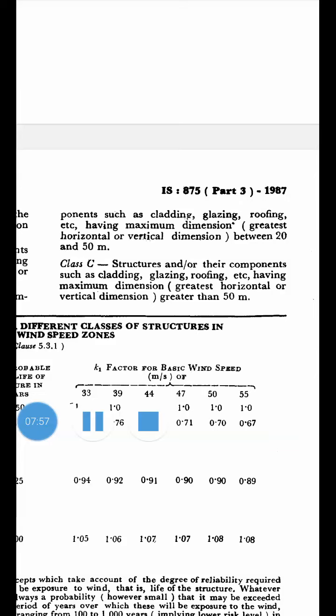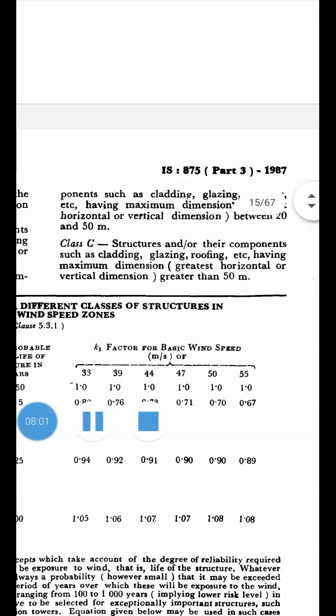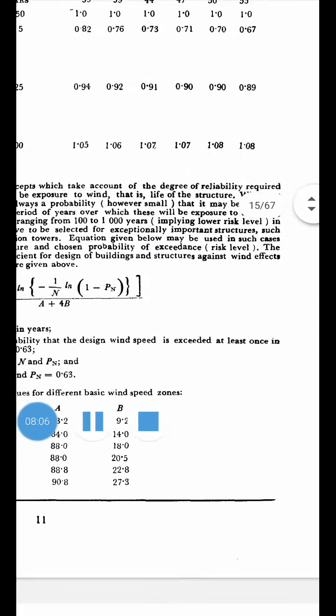10 meters. So if the height given in the question is 9 meters, which is less than 10, it belongs to category 2. If it is exactly 10, it belongs to category 3. Then if you look at class C structures, the structures whose maximum dimension is greater than 50 meters belong to class C. In our question it is already mentioned the maximum dimension is greater than 60 meters, so it belongs to class C.